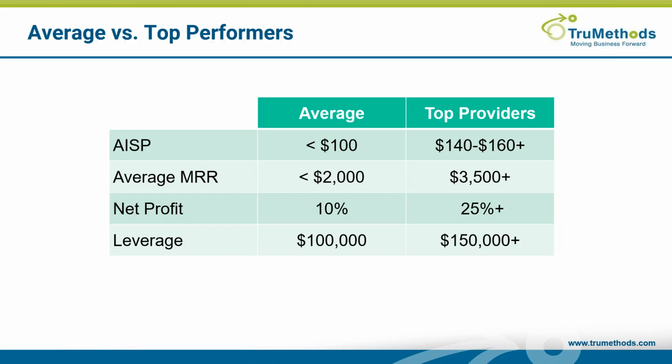Their average deal size, their average MRR, their average customer is worth a lot more, 3,500 compared to 2,000. And obviously, because of that, you see the difference. Average providers are in the 10% range compared to the very top providers, 25% net profit or more. And finally, their leverage, which is how much annual service revenue they generate based on the total number of employees in their company. If you do that math, average providers generate 50% less service revenue compared to other people that have the same amount of employees. Pretty dramatic.